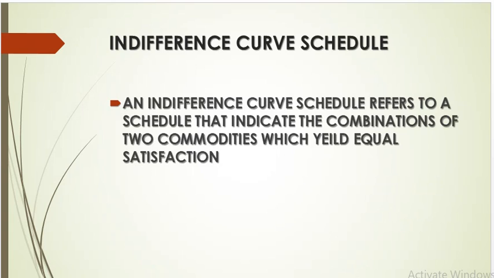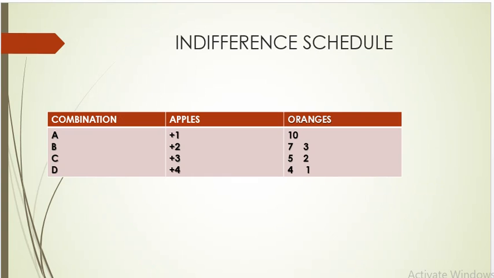What is indifference curve schedule? Indifference curve schedule refers to a schedule that indicates the combinations of two commodities which yield equal satisfaction. Here we are depicting the various combinations in a tabular form. Like here, this is the A combination. In the A combination, we are having 1 apple and 10 oranges, and when we move to the B combination, we have 1 more apple, and here we are ready to sacrifice 3 units of orange.